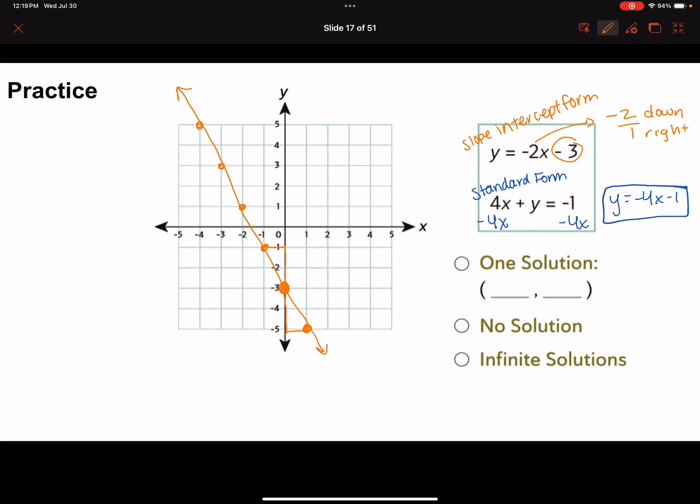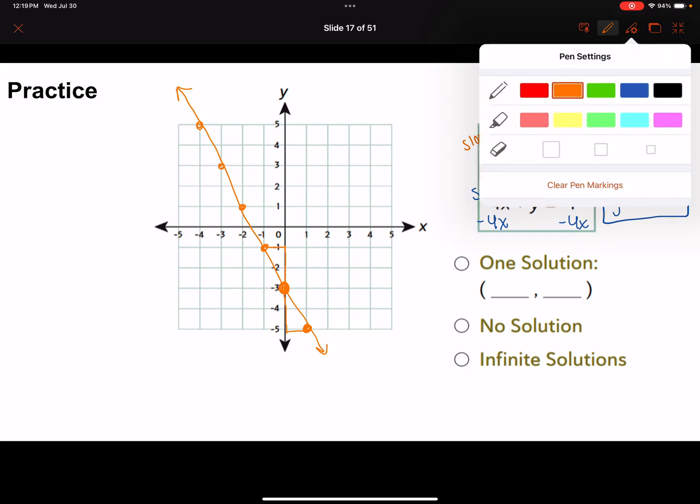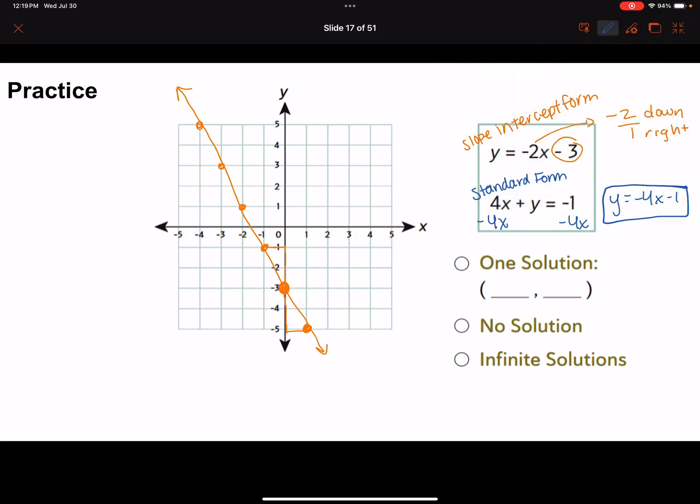Now it's time to graph the second line, because that's only one. I'm looking for where they cross or where they intersect in order to find the solution. So my y-intercept is at (0, -1). Here's my first point.